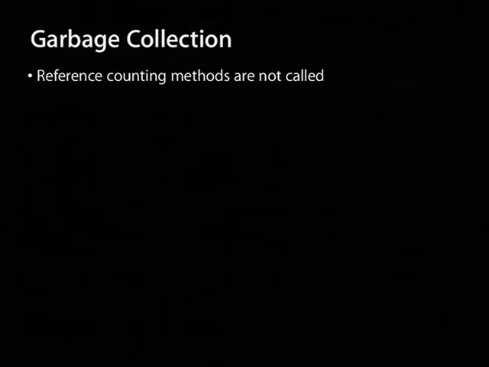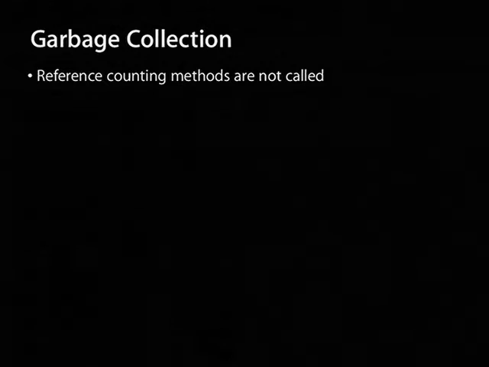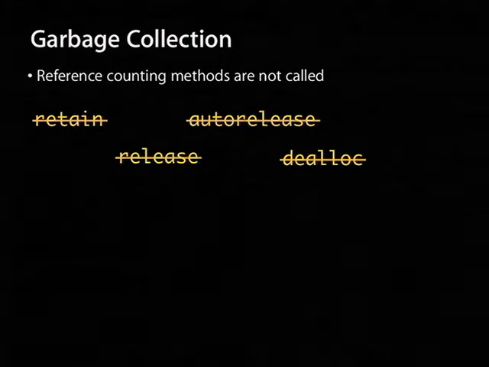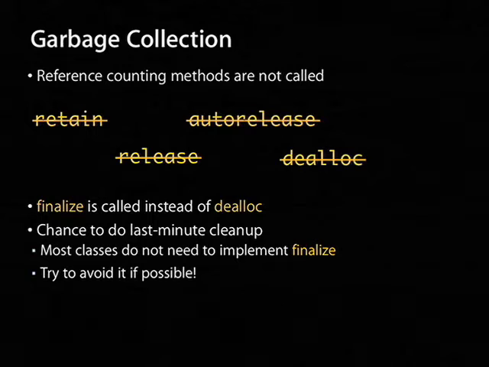And under garbage collection, these reference counting methods like retain and release are not called like you'd expect. But another method which is not called is dealloc. This might be surprising. And instead of dealloc, finalize is called. And finalize is a chance to do sort of last-minute cleanup, for example, closing file descriptors or sockets. And most classes do not need to implement finalize. In fact, you should try to avoid it because finalize can be a drag on your performance.